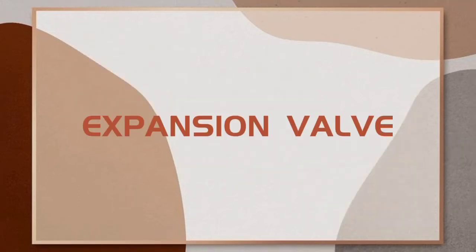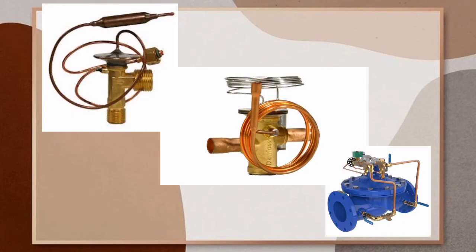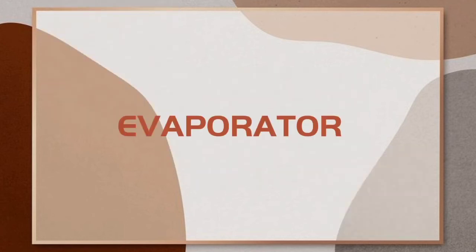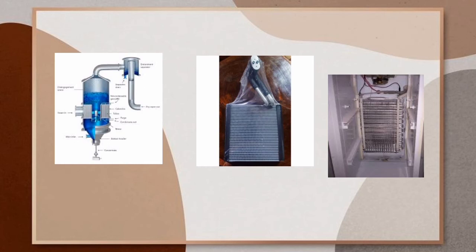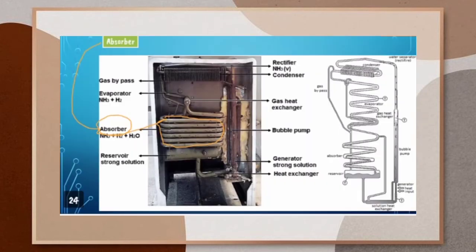Expansion valve. Expansion valve removes pressure from the liquid refrigerant to allow expansion or change of state from a liquid to vapor in the evaporator. Evaporation. Evaporation is a device used to turn the liquid form of a chemical substance, such as water, into its gaseous form, vapor. In this process, the liquid is evaporated or vaporized. Absorber. Absorber is a thing that soaks up or absorbs something.